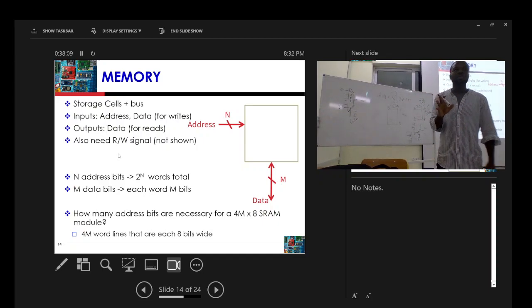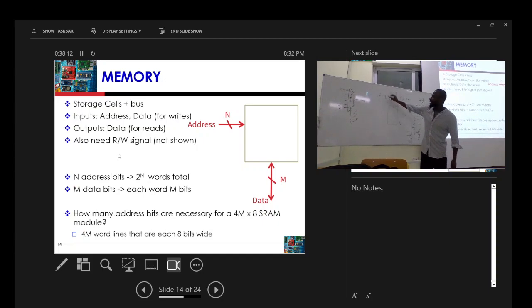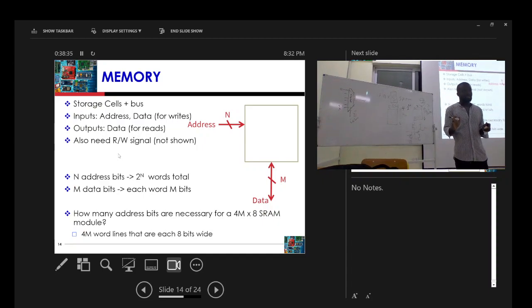Now I need to be able to calculate it. So I said mega is what? 2 to the power 20. So if I have 4M, it means that I have 4 times 2 to the power 20. You understand? That's 4M. So now it means I have 4 times 2 to the power 20 number of locations. So how many bits do I need to address this number of locations?